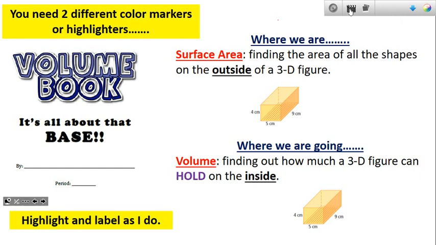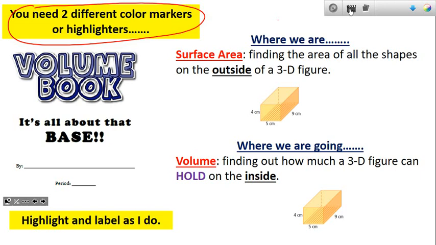This is Coach Pena. I know I'm not here today, but I still need to get some information across. And today we're going to start on our volume. All right, so first thing we need to do is make sure we get 2 different color highlighters or markers. It's very important that we highlight and color everything that we're going to need to do today to make sure that we understand what's going on.